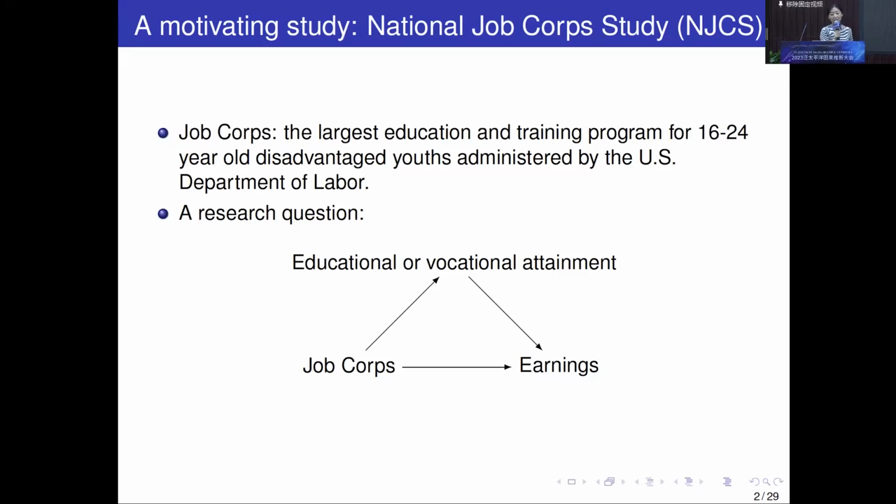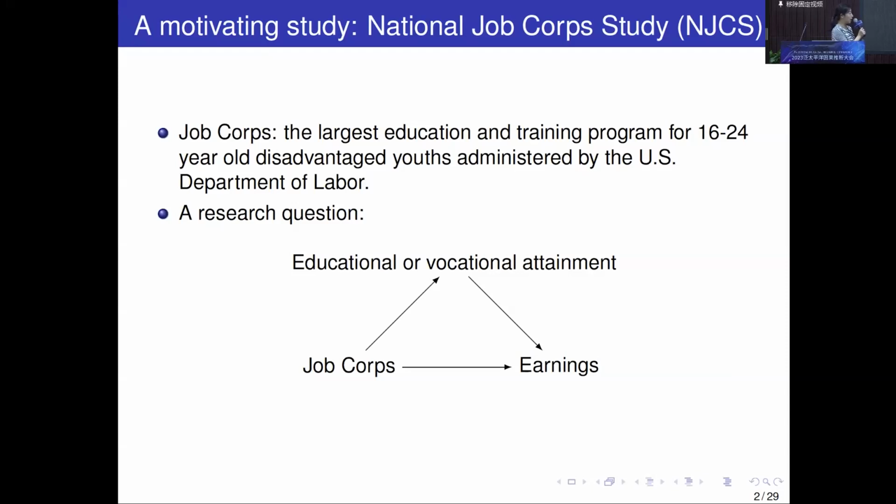And given that intensive educational or vocational training are the key elements of the Job Corps program, people are quite interested in studying, for example, whether Job Corps program's impact on earnings is mediated through educational or vocational attainment. And this National Job Corps study is an experimental evaluation of the Job Corps program, where people were randomized to either Job Corps program or to a control condition.